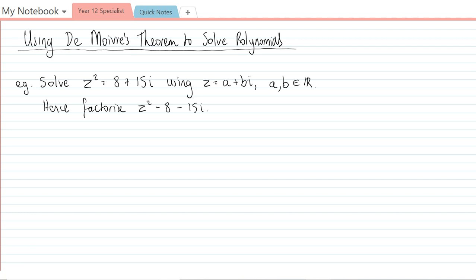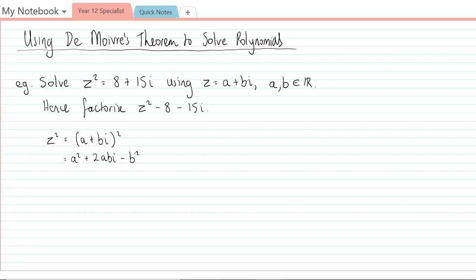We just basically say, well, we know that z equals a plus bi, and so we use that and then equate coefficients. So using z equals a plus bi, I'm going to get z squared equals (a plus bi) squared, which is a squared, plus 2abi, and minus b squared. So if I group the real and imaginary components of this, that's really a squared minus b squared for the real part, and then plus 2abi for the imaginary part.